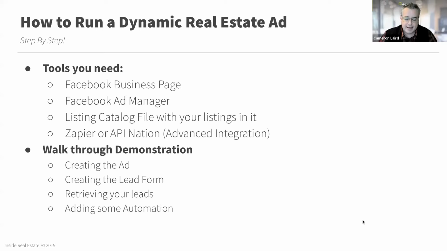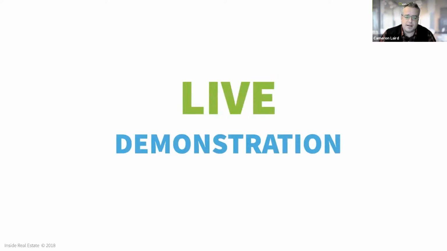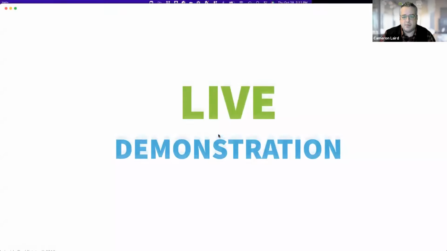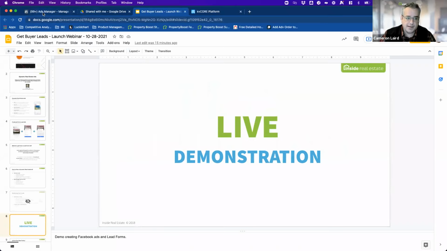You're going to need a catalog file with your listings in it, or with some listings you want to promote in it. And I'll show you an example of that in a second. And then you're going to need some way of getting your leads into kvCORE. And I'll go through very briefly how to go about doing that using something like API Nation through the marketplace in kvCORE. So I'll walk you through this really quickly. I'll give you a bit of a live demonstration to help you see just what it is that we're talking about today.